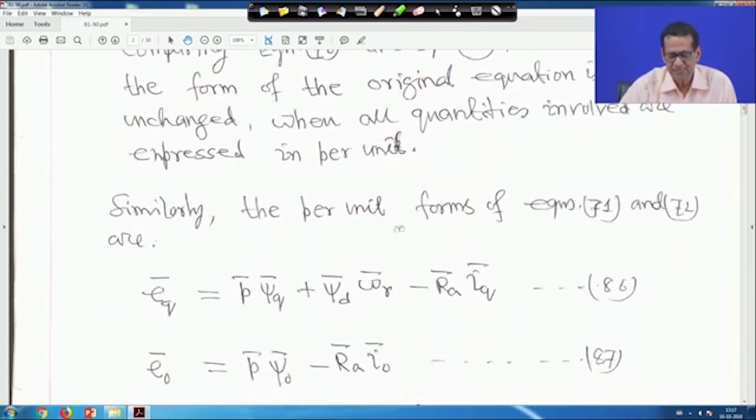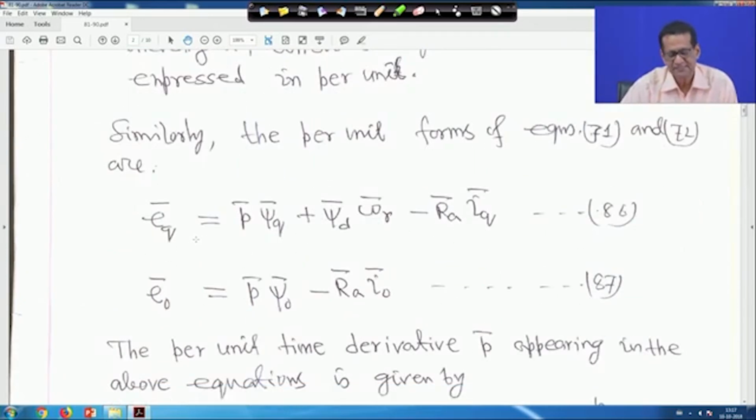Similarly, the per unit forms of equations 71 and 72 you can do in a similar way. So eq bar will be P bar psi q bar plus psi d bar omega r bar minus R a bar I q bar. This is equation 86. Similarly E0 bar will be P bar psi 0 bar minus R a bar I 0 bar. This is 87. Bar means all are per unit values, but the equations are unchanged.